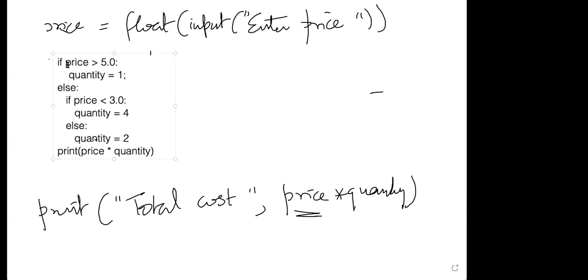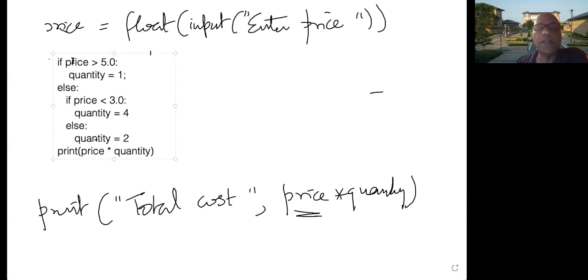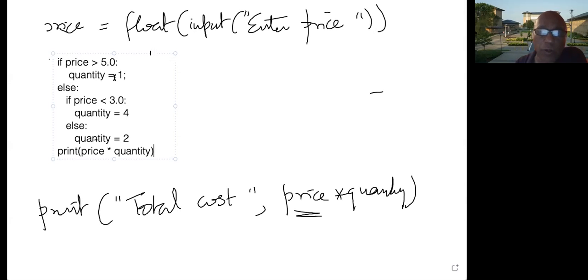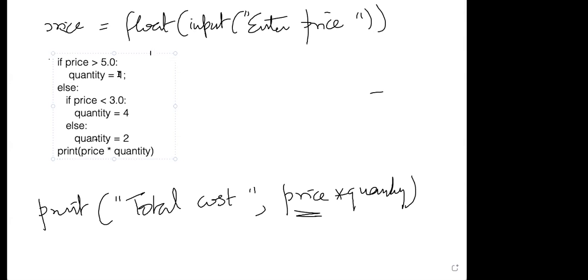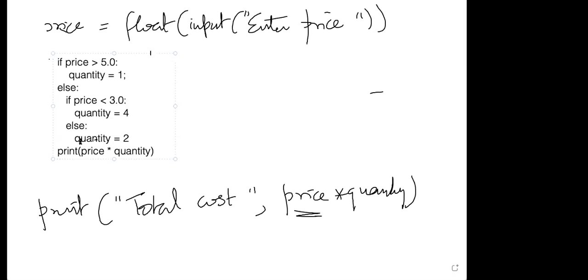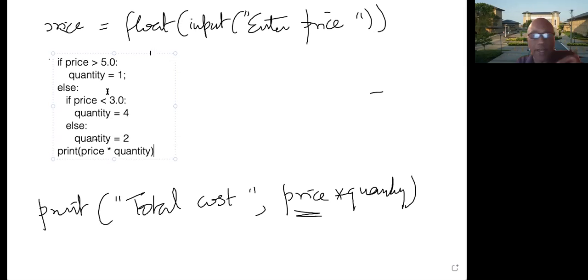Oh, okay. So since price is 6 and it is greater than 5, quantity will be set to 1. And then we will ignore everything under the else. This is like otherwise. And quantity is already 1. We ignore everything under the else, correct? None of this will get executed. Okay, thank you. So that is why this is called a selection statement. You're selecting things based on the values of variables.